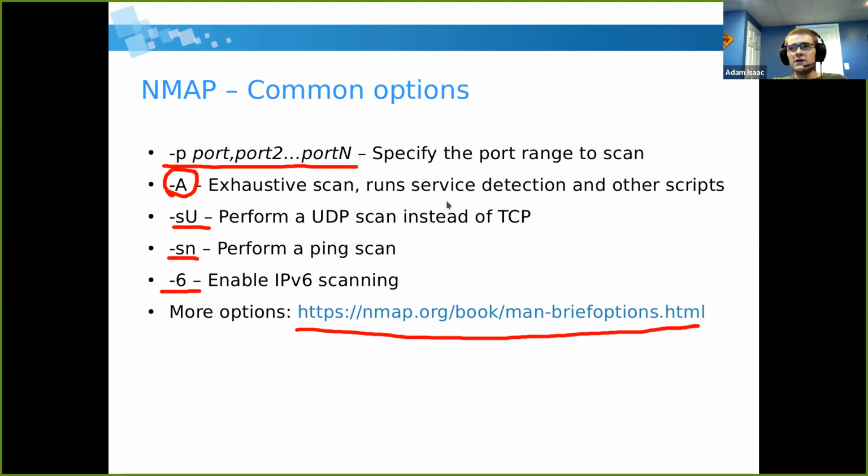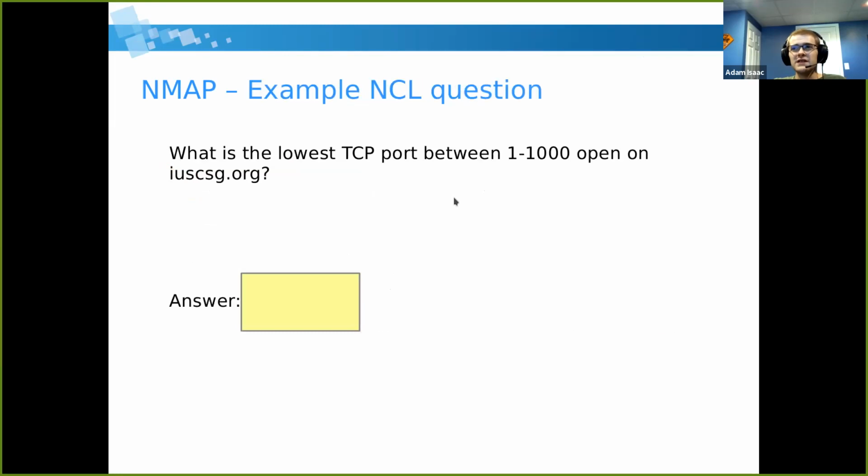Let's take a look at how exactly we use Nmap by looking at an example in NCL. Here's a question that might be asked on NCL: What is the lowest TCP port open between 1 and 1000 on iuscsg.org? I'll give you all a minute to try that on your own. While you're working on that, I am going to pull up a terminal window and show you how I would go about accomplishing this task.